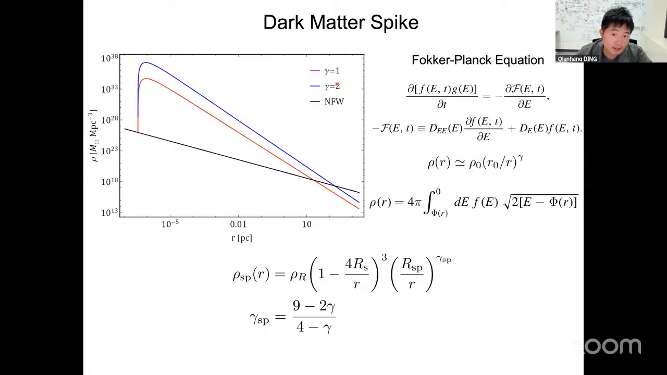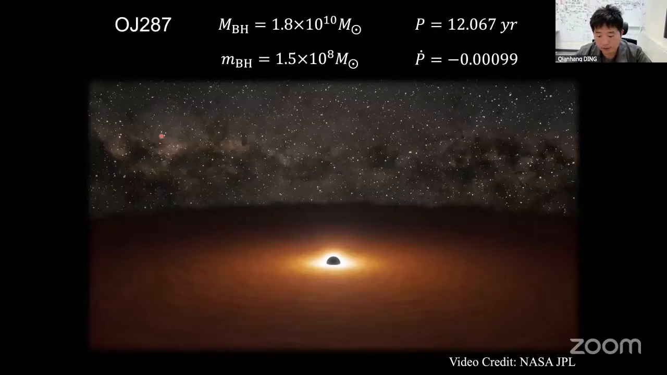You can find here the black line is the NFW profile, and the blue and red lines are the corresponding dark matter spike profile. The dark matter spike density is around 10 to 12 orders of magnitude larger, at least 10 orders larger than the NFW profile. But the dark matter spike is a theoretical, hypothetical object. Whether a dark matter spike exists around supermassive black holes, we don't know.